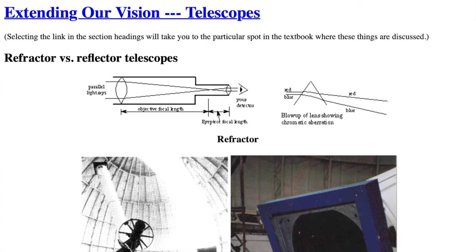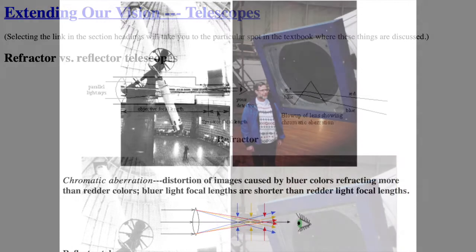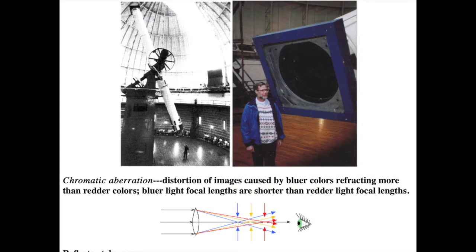The first type of telescope built was the refractor telescope, which uses a glass lens at the front of the telescope for its objective, that is, its main optical element. The glass lens is what gathers and focuses the light. Light is refracted or bent as it passes through the lens. The two photos show the largest refractor telescope ever built, the 40-inch refractor at the Yerkes Observatory, 50 miles outside of Chicago, which was built way back in the 1890s.